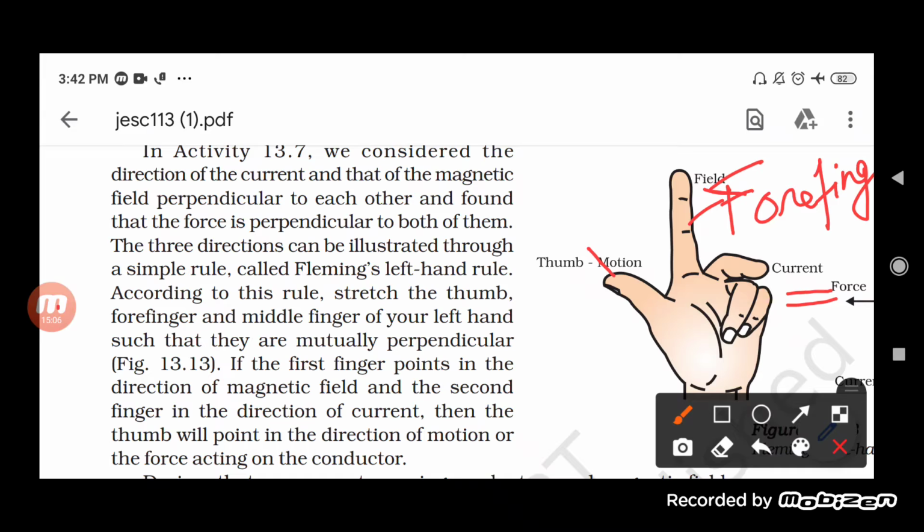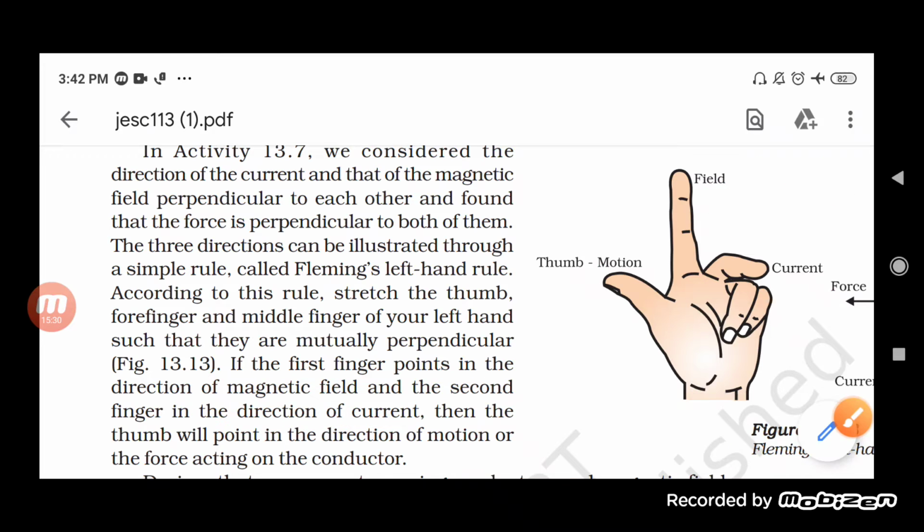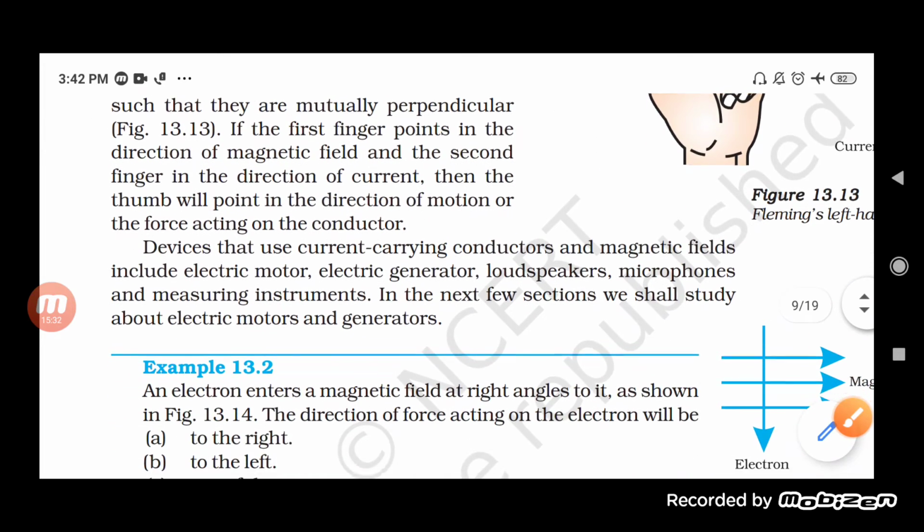Okay, so here it is written that if the first finger points in the direction of the magnetic field and the second finger in the direction of the current, then the thumb will point in the direction of motion or the force acting on the conductor. So if the force is acting on it, then the thumb will represent the displacement, the direction of motion of the current-carrying conductor, students.